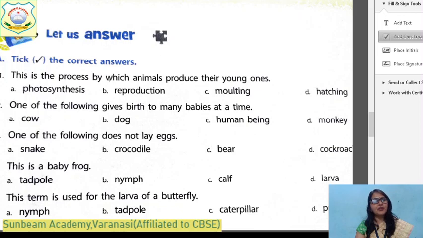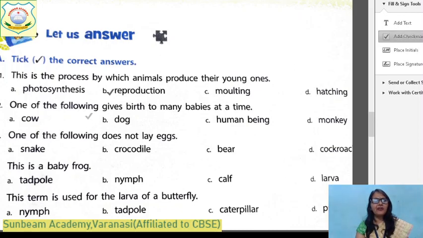This is the process by which animals produce their young ones. What do we call the process by which animals produce their young ones? What do we say? Photosynthesis? No. Reproduction? Yes. This is reproduction. Now, B is the right answer. The process by which animals produce their young ones is reproduction. You will put a mark on B. Come to the another one.